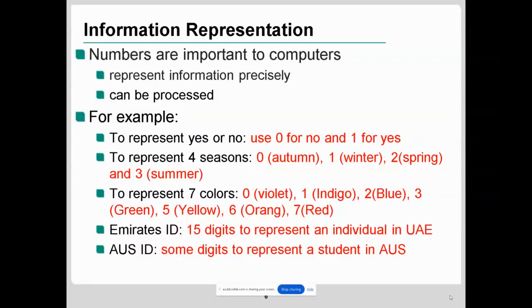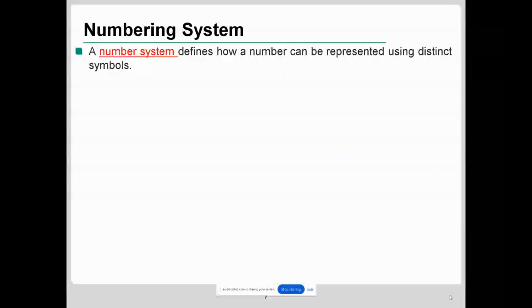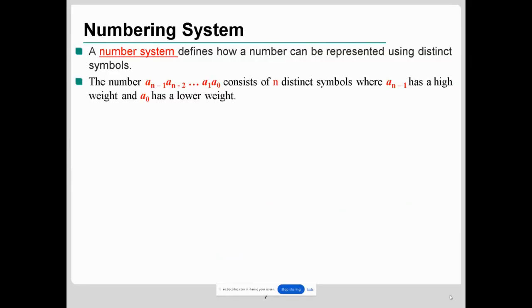Okay, if I'm going too fast, please interrupt me. You can interrupt me. So what's a number system? A number system is how a number can be represented by using different distinct symbols. So we have the number a(n-1) down to a1, a0, consisting of n distinct symbols, where a(n-1) has the highest weight and a0 has the lowest weight. I will explain this with an example.